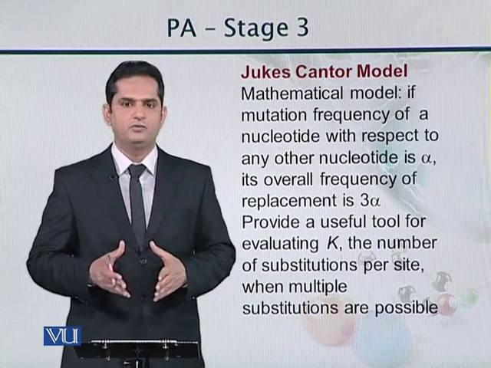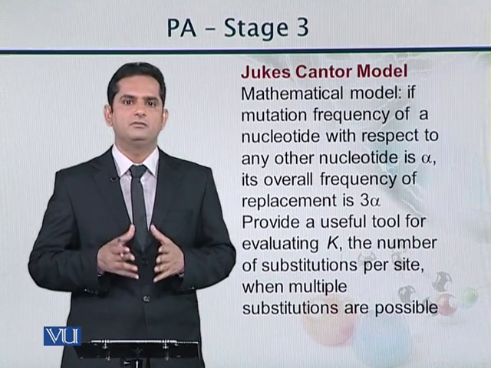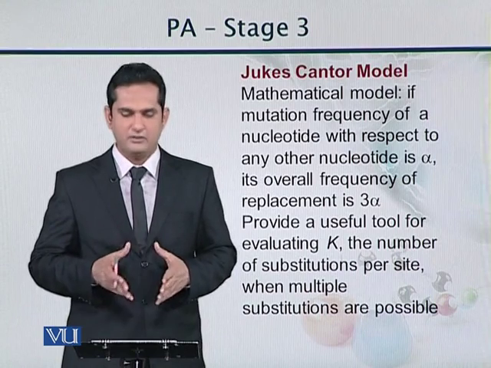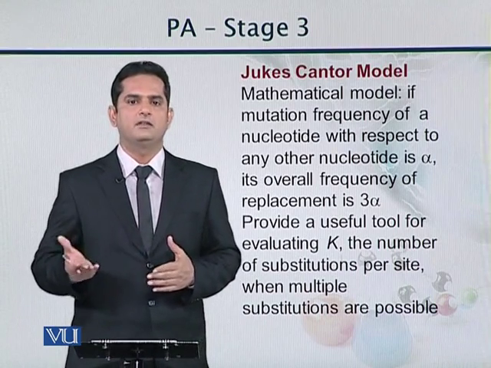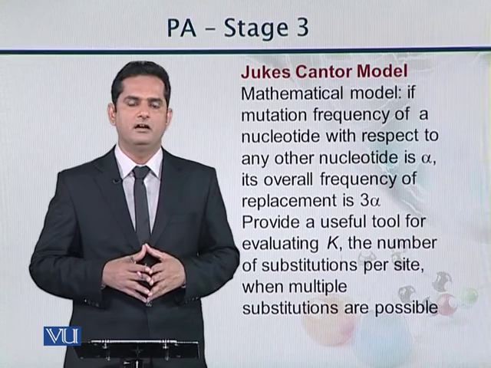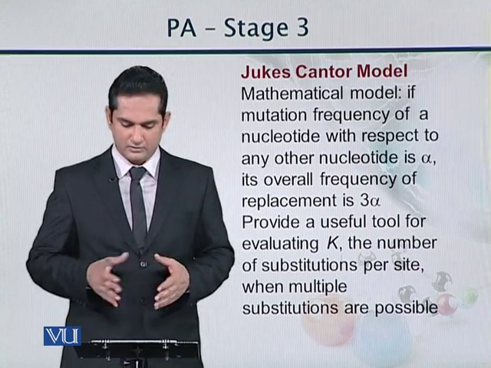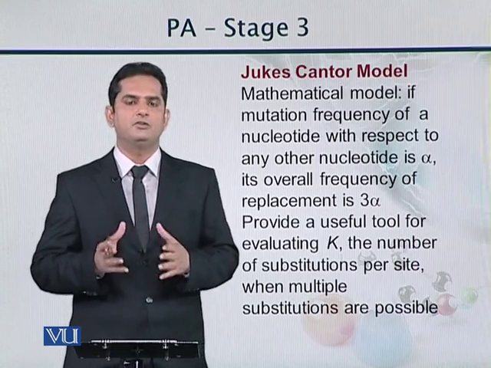So what is the usefulness of this Jukes-Cantor model? Usefulness is to find the number of substitutions per site, which was given by K, as shown in some previous module, where we said that K is equal to the number of substitutions per site when multiple substitutions are available.